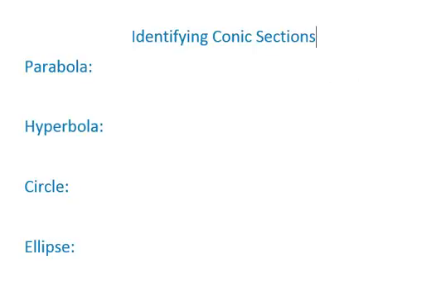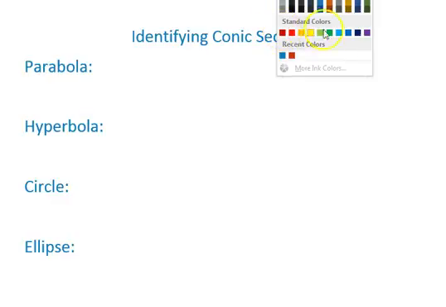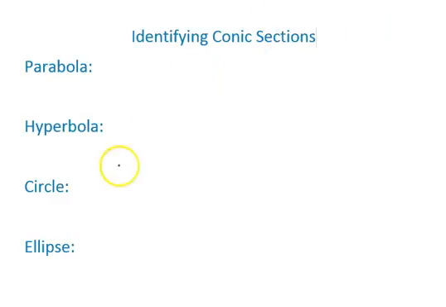Okay, now we are going to talk about how we can identify conic sections just by being given the equations. Because we've dealt with the equations for parabolas, hyperbolas, circles, and ellipses, but if I mix them all up, the question is, could you tell me which one is which? And so how do you look for it?